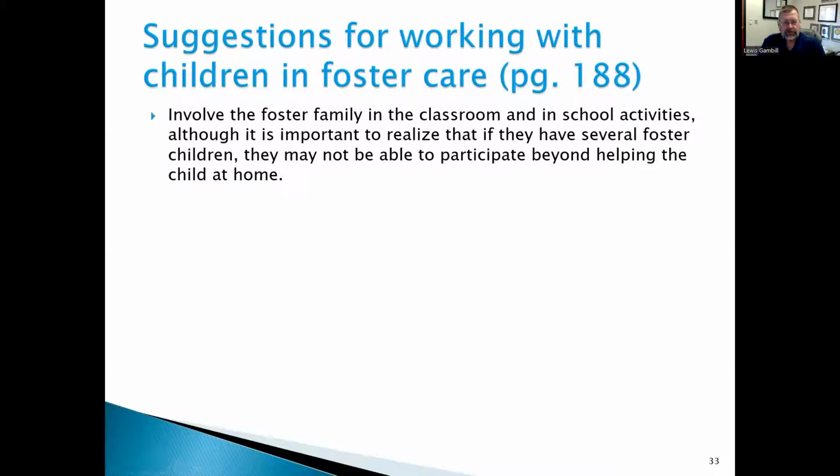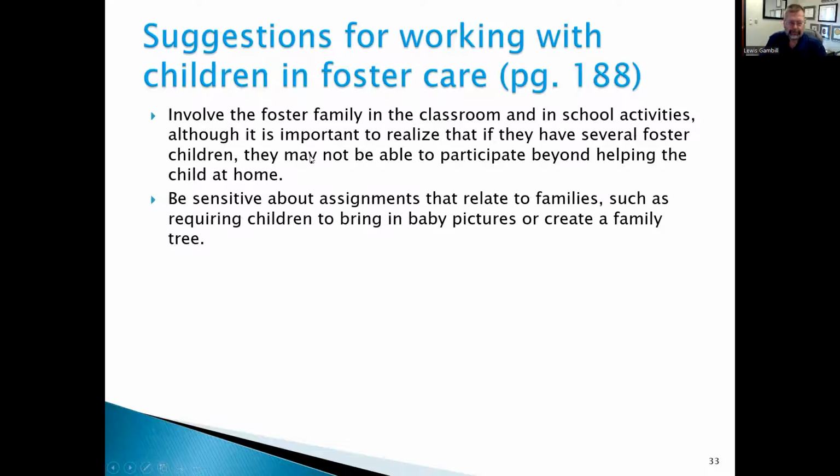Continuing on, suggestions for working with children in foster care. Involve the foster family in the classroom and in school activities. Although it is important to realize that if they have several foster children, they may not be able to participate beyond helping the child at home. There are other ways they can help. If there are art projects, the parents might be able to cut out certain materials that you would need. They can certainly do that at home and not have to come to school. And that still makes a good home-school connection.